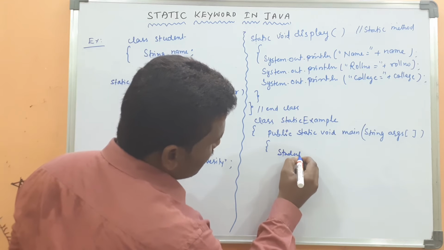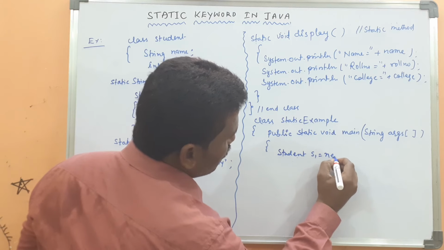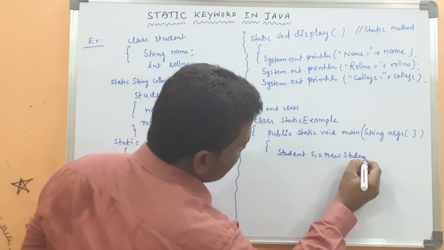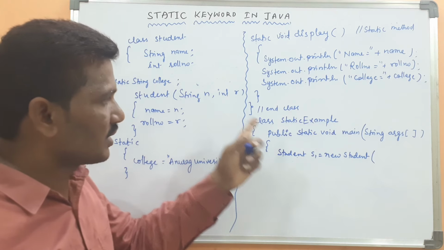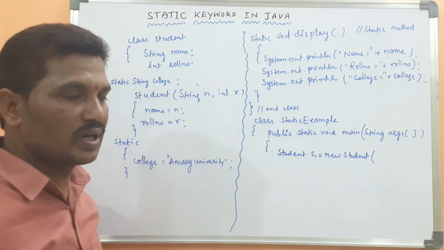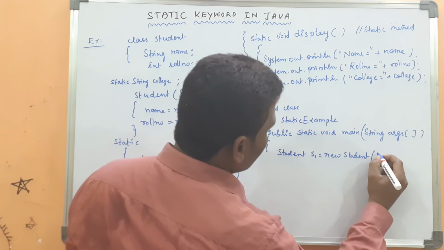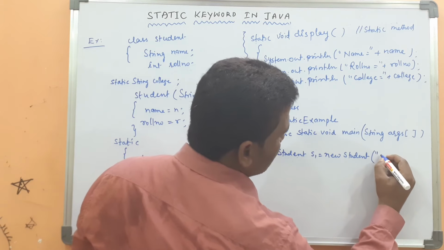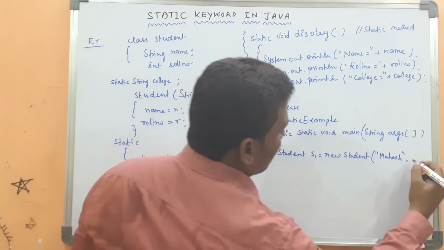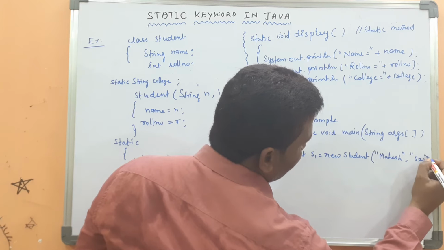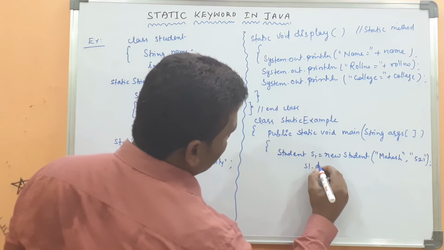Then Student S1 = new Student. This is the syntax to create the object, because here we are taking the parameterized constructor. That's why, at the time of creating the object, we must provide the two values. First argument belongs to what? String. Suppose Mahesh. Then roll number is 521. Then after that S1.display.